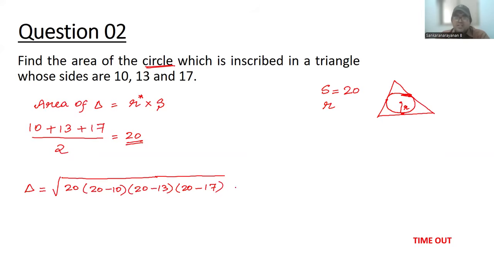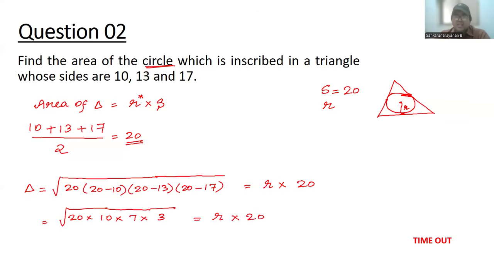And in the question, it is given that this area is equal to R into S. You got my point? So root of 20 into, I will just write this once again. This is nothing but square root of 20 into 20 minus 10, you know, it is 10. 20 minus 13, it is 7. 20 minus 17, that is equal to 3. So root of 20 into 10 into 7 into 3. This value is equal to R into 20.